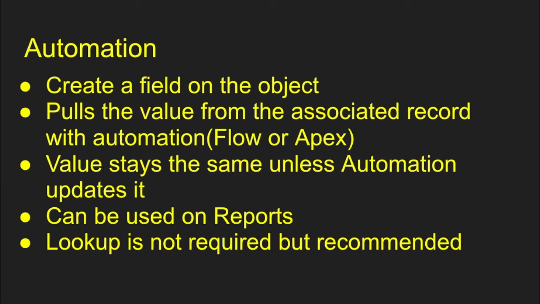The nice thing with this is it can be used in reports. A lookup is not required, but is recommended. You, in theory, could build a flow that queries some other random object that's not even related to the record you're on and populate it with a value from that. So that is a total possibility. But a lot of times you want to pull some information that's related. They're related records, and you just want to pull those values in that way.